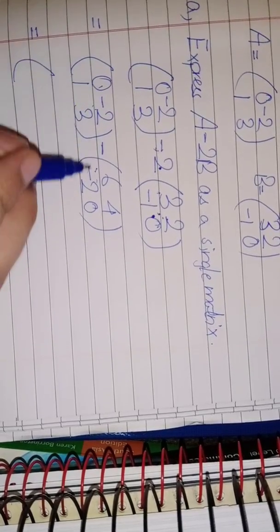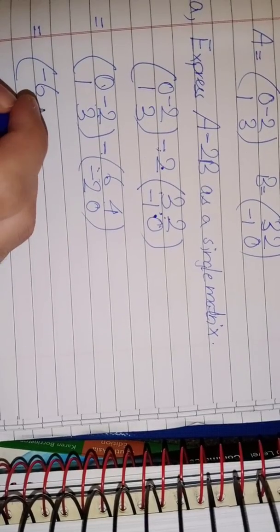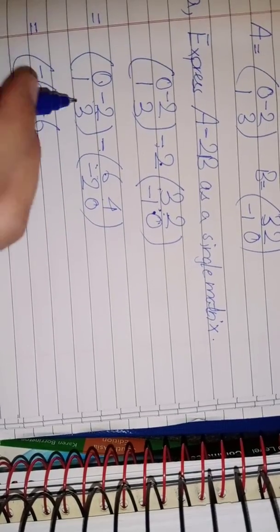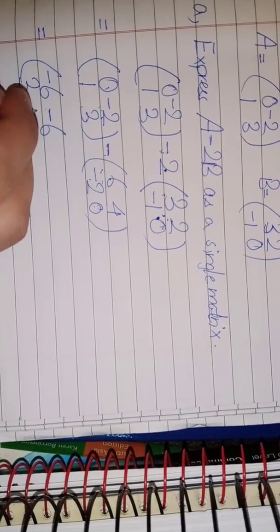So 0 minus 6 is minus 6, minus 2 minus 4, that is minus 6. 1 minus minus 2, that is 3. And 3 minus 0 is 3.